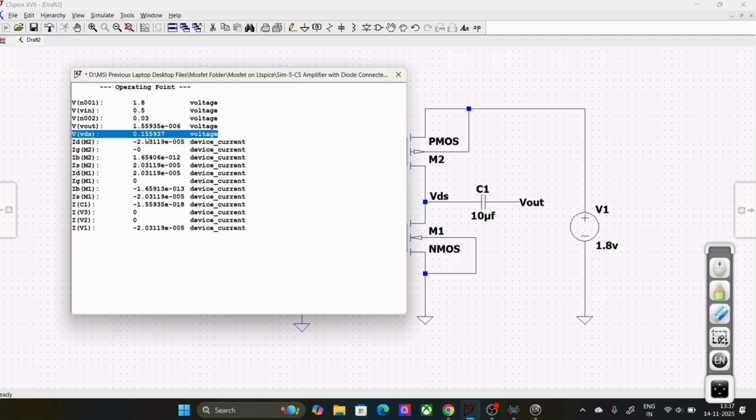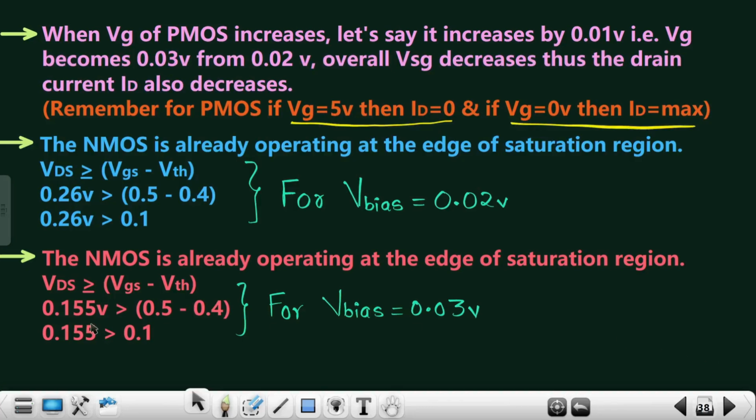VDS decreases from 0.26 volts to 0.15 volts, right? Something like that. And this is what I had clearly mentioned. Although it is still in the saturation region, the value of VDS has decreased along with IDS, right? Okay, I hope this particular part is crystal clear. Along with IDS, the value of VDS also decreased.